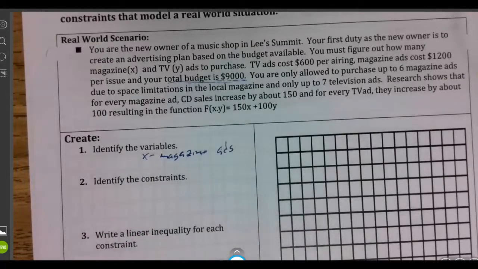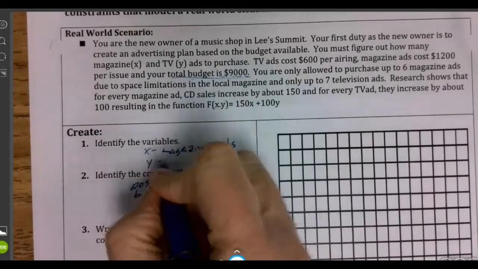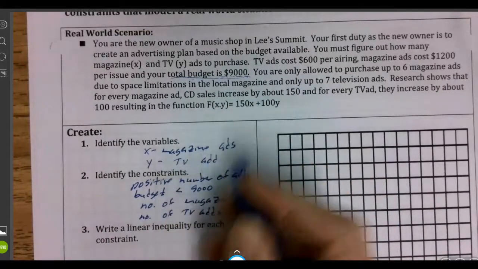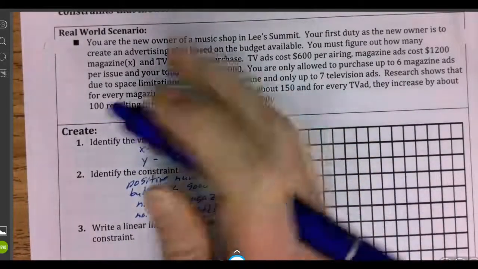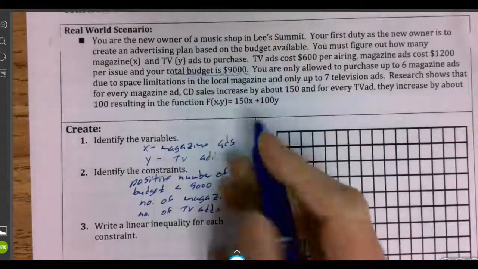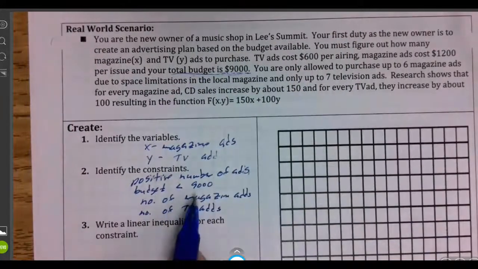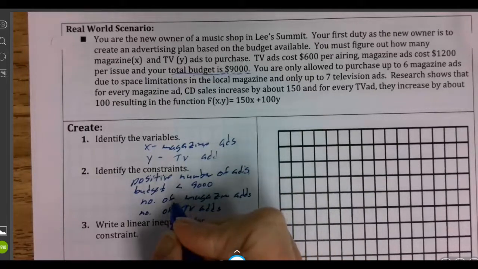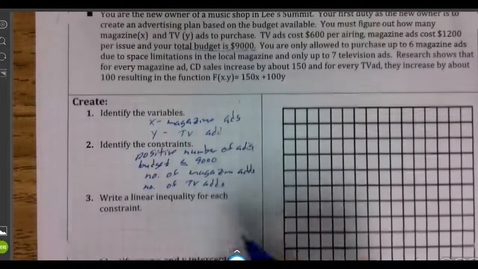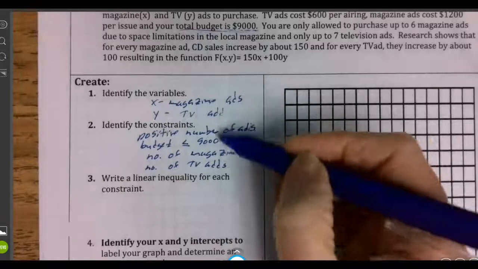Okay, so you're going to now come up with those constraints. Go, try it. So you've now put in that the magazine ads are X, the TV ads are Y. Hopefully you've also noticed what the constraints are. You're going to only have positive numbers for ads. I keep on spelling that wrong, math teacher in me. Your budget has to be less than or equal to 9,000. You're also limited on the number of magazine ads and the number of TV ads. Knowing that, write your inequalities. You're going to have 5 inequalities.